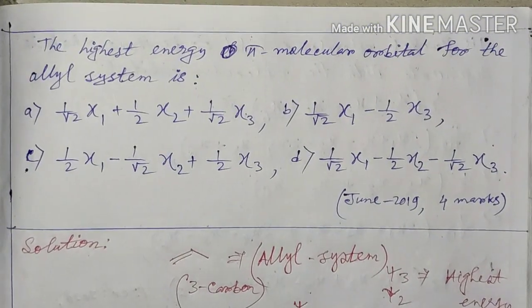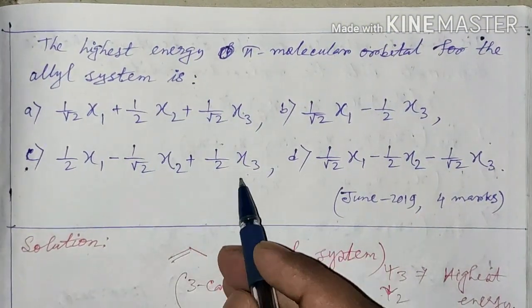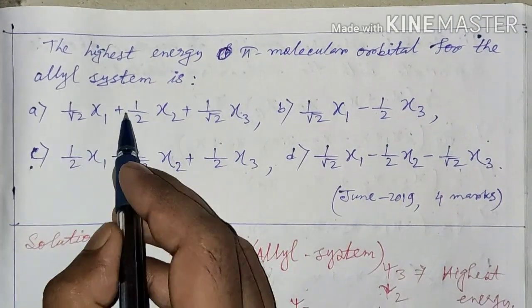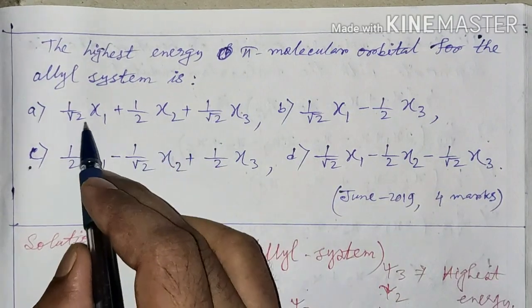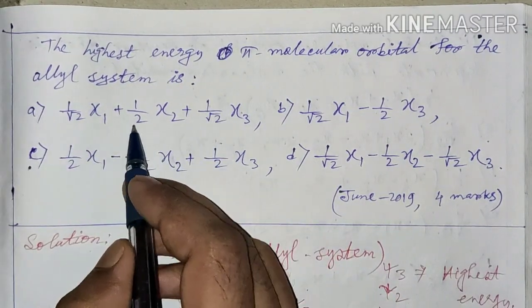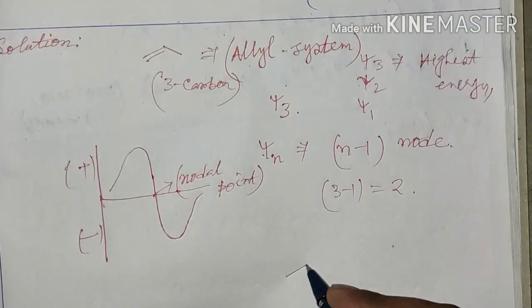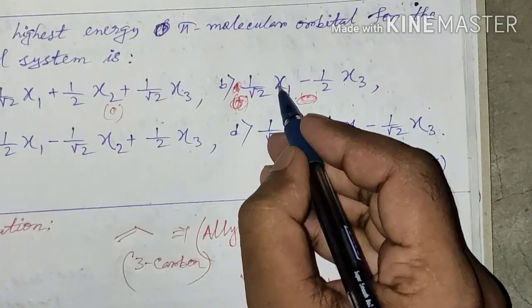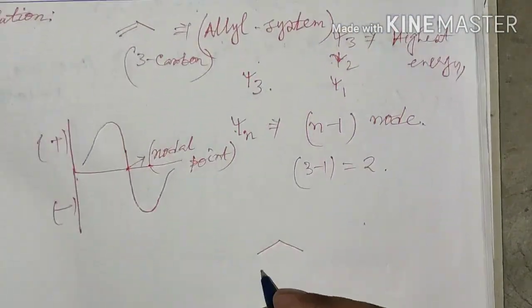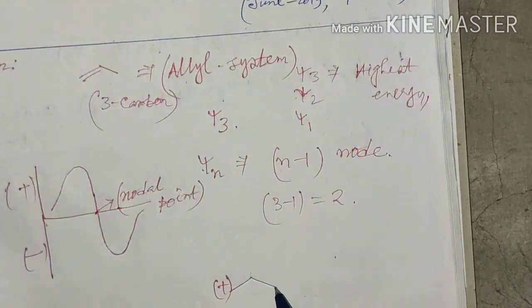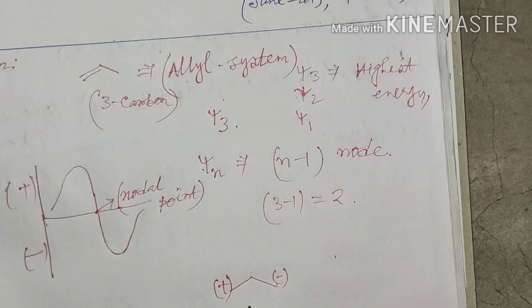Now we have to see which molecular orbital contains 2 nodes. For the first case, since it is not changing its sign for any carbon atom, it contains 0 nodes. For case B, for X1, that is carbon 1, it is plus, for carbon 2 there is no factor, and for carbon 3 it is minus. So going from carbon 1 to carbon 3 it is changing its sign, so there will be 1 node.